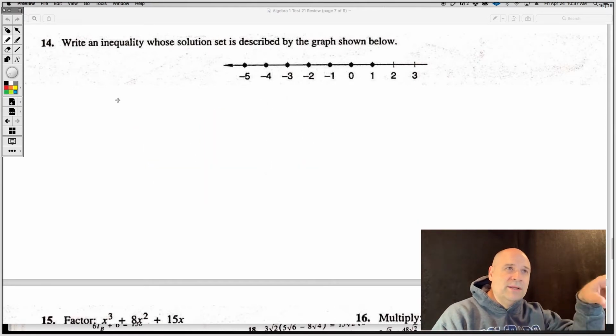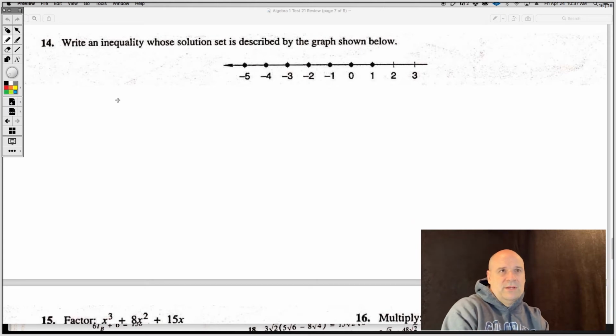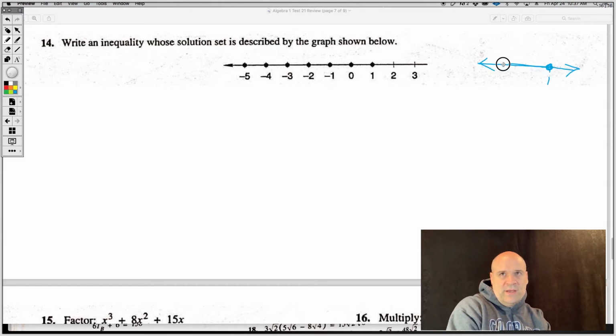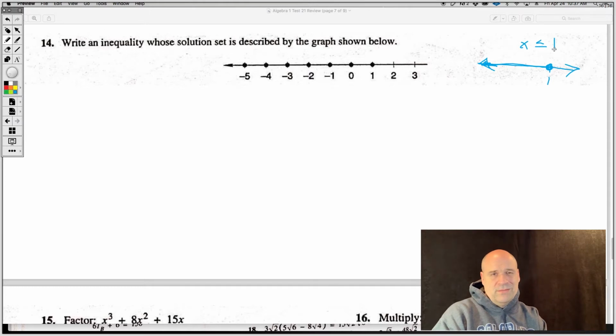We are going to write an inequality whose solution set is described by the graph shown below. Okay, so remember, if this was like a solid line here instead of dots and it was at 1, and it just went this way. Well, how would you say that? Well, this is just x is less than or equal to 1, right? Well, it is, but it's only dotting here, so these guys are not part of the solution. So, what kind of numbers are these? Well, that's where our domain comes in. We have to specify our domain. So, our domain is, what kind of numbers are these? Well, you've got positive whole numbers and you've got negative numbers that are not fractions, so those are integers.